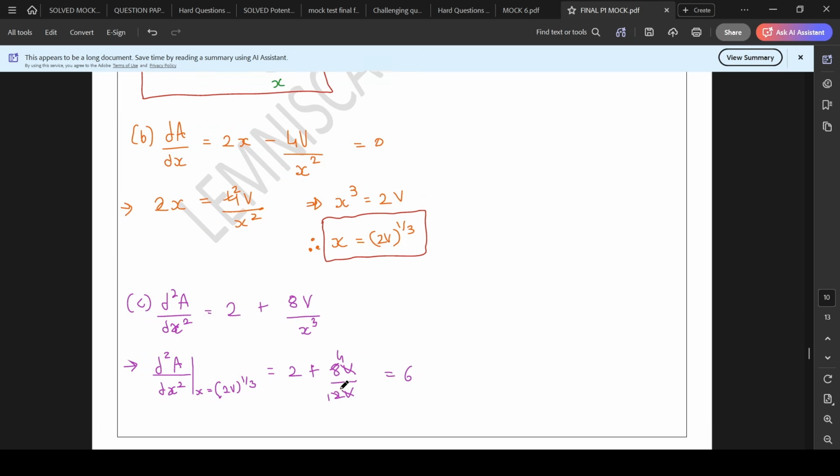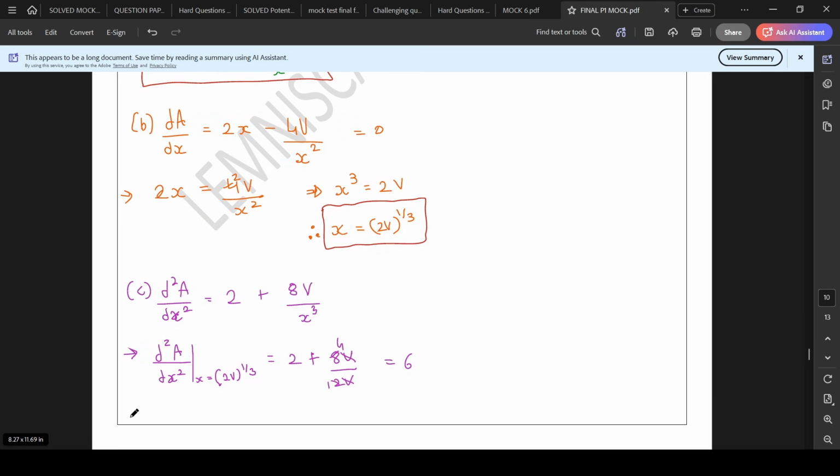So what do I know over here? I know that this is greater than 0. So what is the conclusion? A is minimum. Whenever my double derivative is positive, the stationary value is called a minimum, at the respective x value of cube root of 2v. This is the conclusion. Let me highlight it. So this is our final answer for part C.